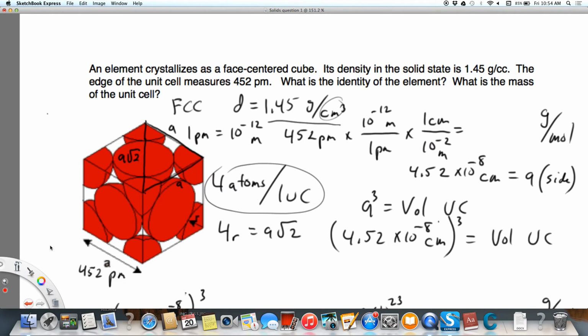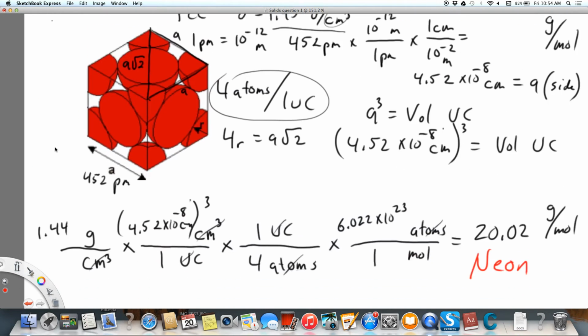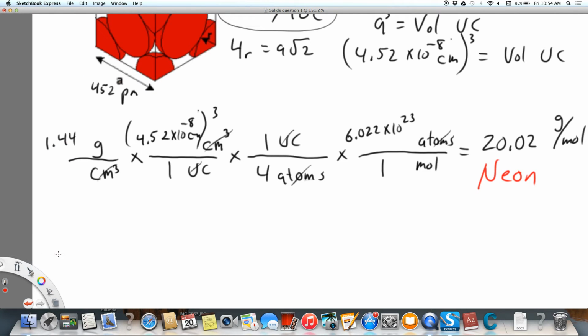All right, so now I'm asked to figure out the next thing. Let's see what was next. What is the mass of the unit cell? Well, there's a couple of ways to do that because we've got that mass and we've got this mass. So we could start with grams per mole or grams per centimeter cubed. I'm going to go ahead and start with the grams per centimeter cubed because that was what was given. So 1.44 grams per 1 centimeter cubed. And I want to get in my units grams per 1 unit cell.